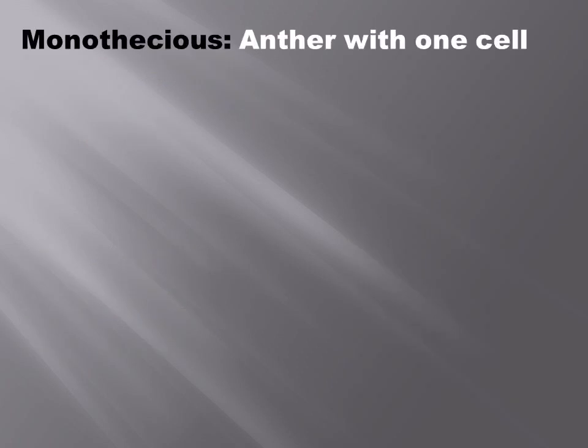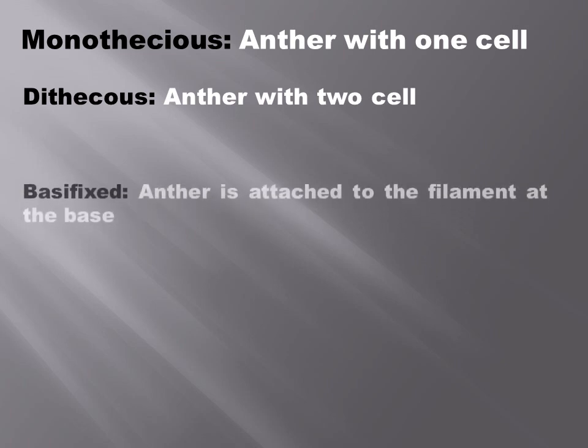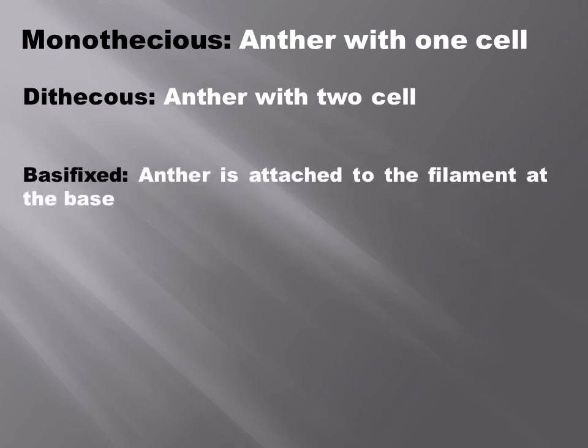The next is monothecious. Anther with one cell is called monothecious, while anther with 2 cells is called dithecious. The next type is basifixed. Anther is attached to the filament at the base. Basifixed means that basi means base. So the anther is attached to the filament at the base.